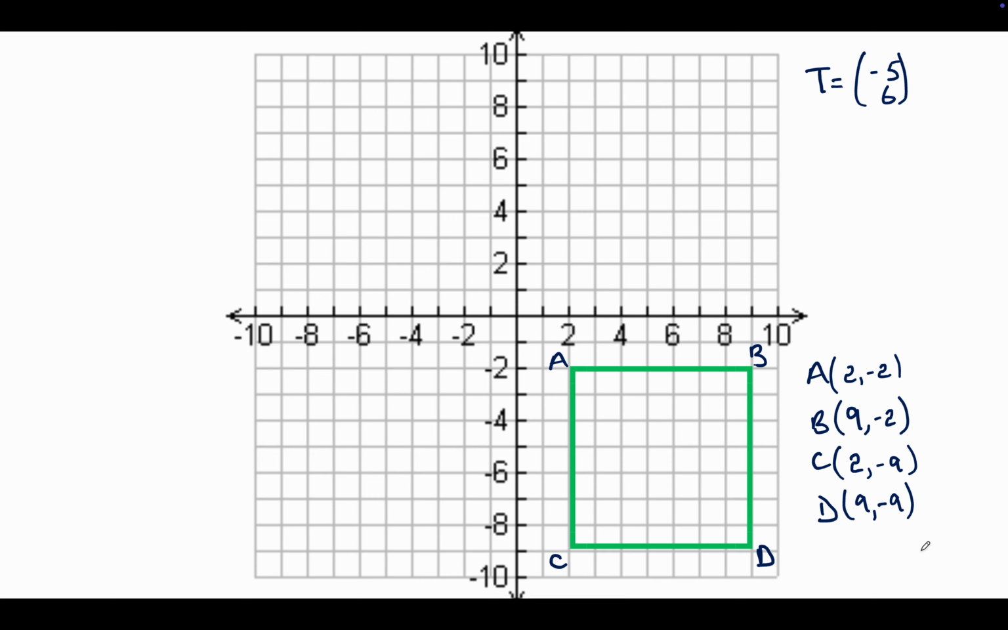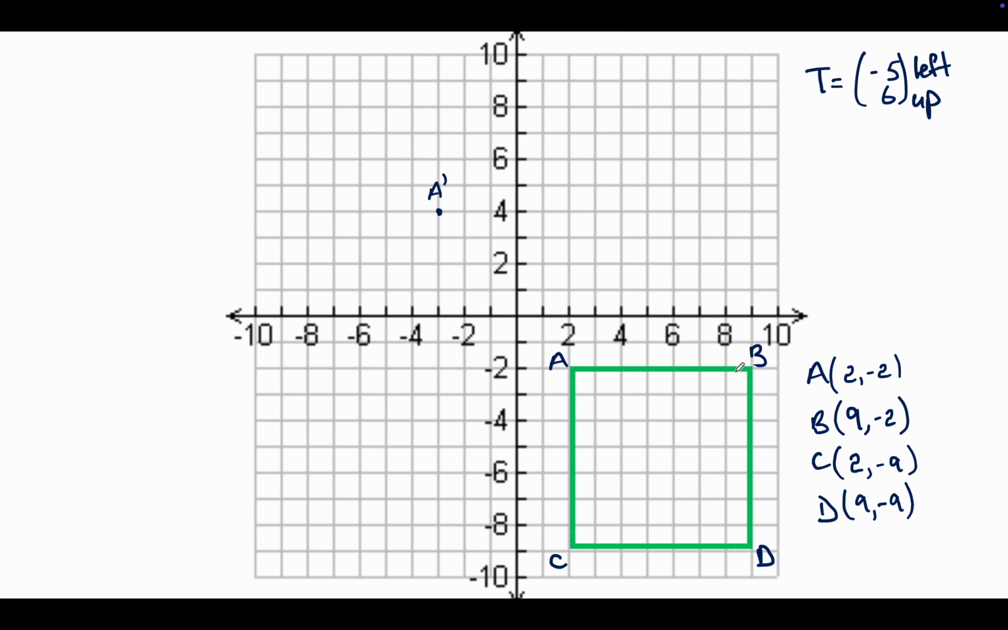So now we're going to translate using the vector -5, 6. Now because the 5 is negative, I'm going to go 5 units to the left and 6 units up. And we're taking each point. So we're going to start off with A. So I'm moving to the left. 1, 2, 3, 4, 5. And then 1, 2, 3, 4, 5, 6. So my A prime would be here.